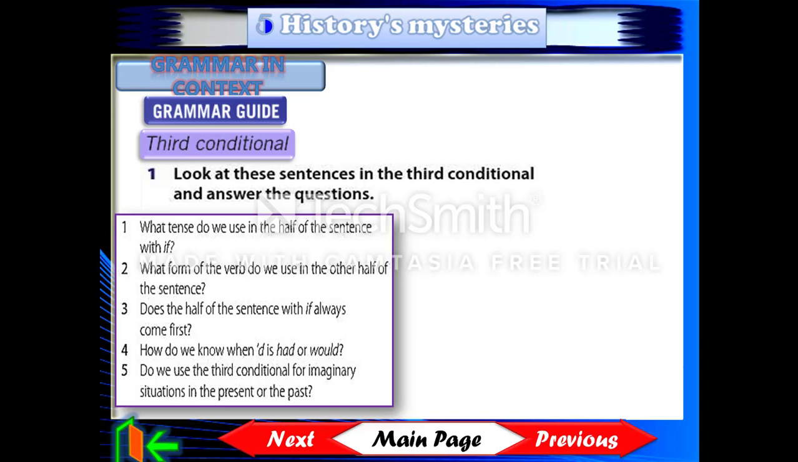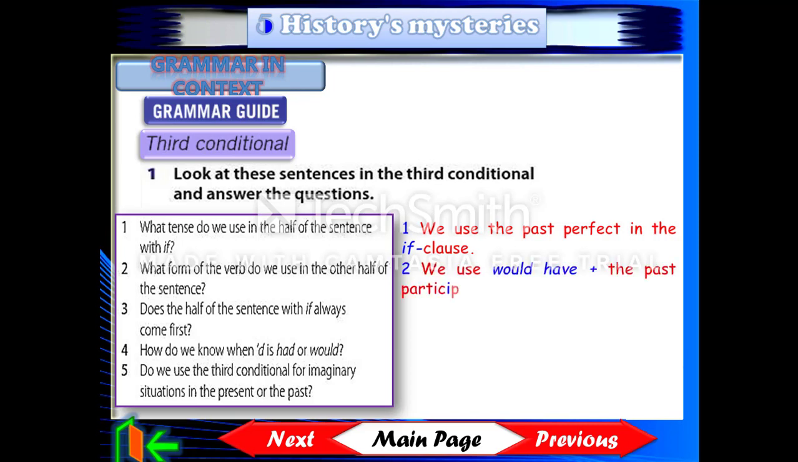Question number 1. What tense do we use in the half of the sentence with if? We use the past perfect in the if clause. What form of the verb do we use in the other half of the sentence? We use would have plus the past participle of the verb.